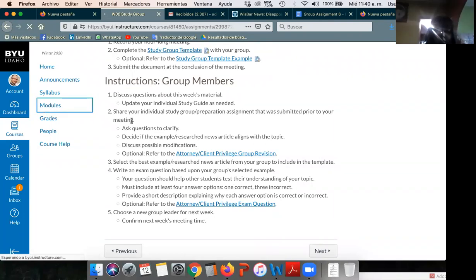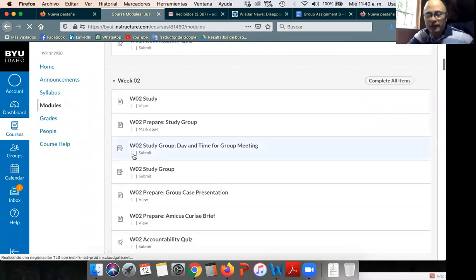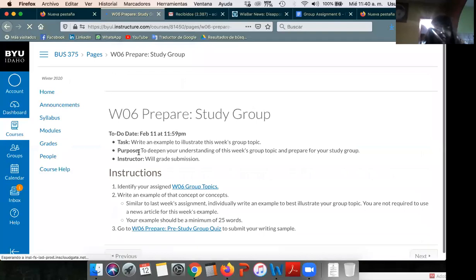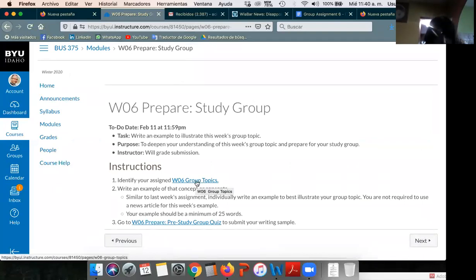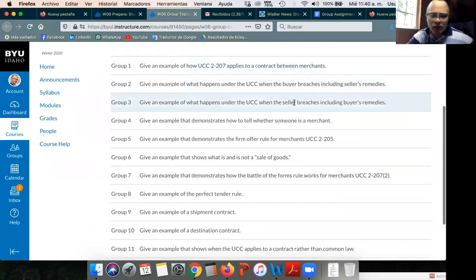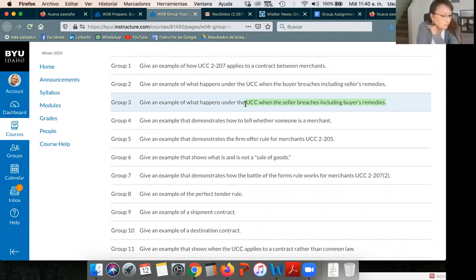When I opened my lesson 6, I found that our topic is the seller's remedies, including this is our example. Do you understand me? Yes, I do. I do know the example for today.